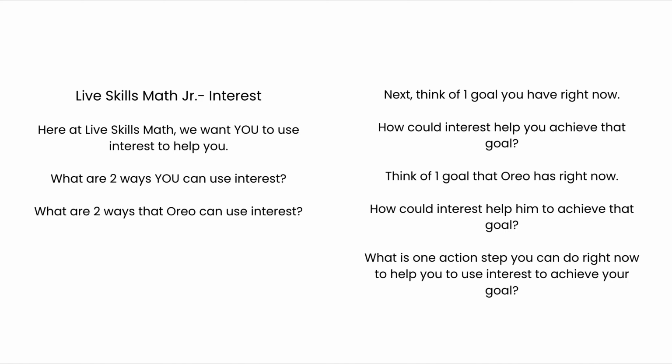Next, think of one goal you have right now. Remember Greg's goal? What was Greg's goal? It had something to do with food. How could interest help you achieve your goal? And think of one goal that Oreo has right now. How could interest help him to achieve that goal? And then, finally, what is one action step you can do right now to help you use interest to achieve your goal? It might be something simple like going out and getting a savings account so you can start getting a little interest on the money you put in the bank.